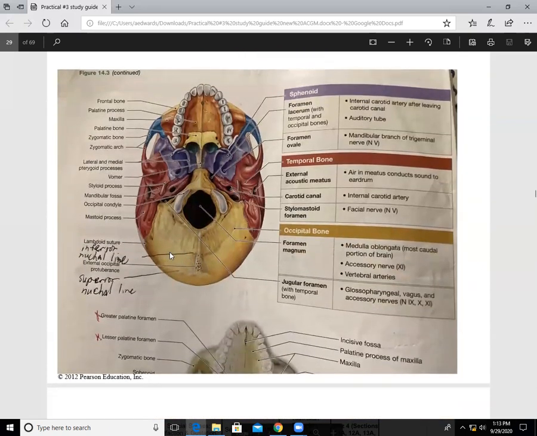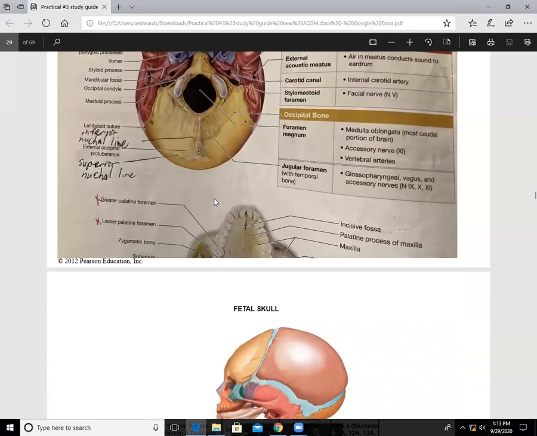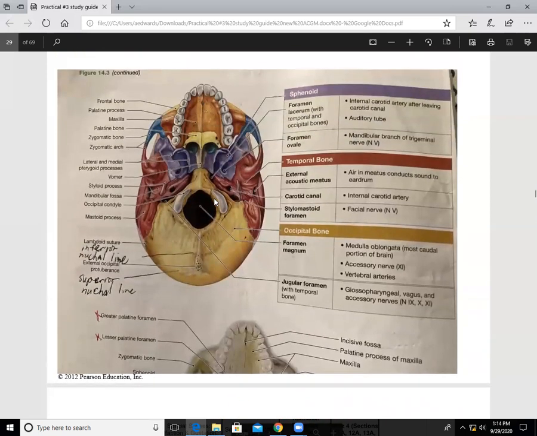Here's another view, and I told you earlier, so you can see the inferior nuchal line and the superior nuchal line. Here's a view of those two. Okay, here's a view of the lateral and medial pterygoid processes of the sphenoid. Here's the greater and lesser palatine foramen up here on the palatine bone.